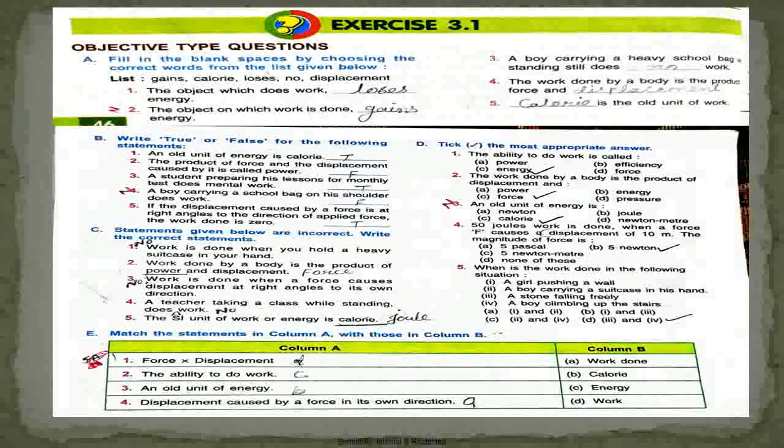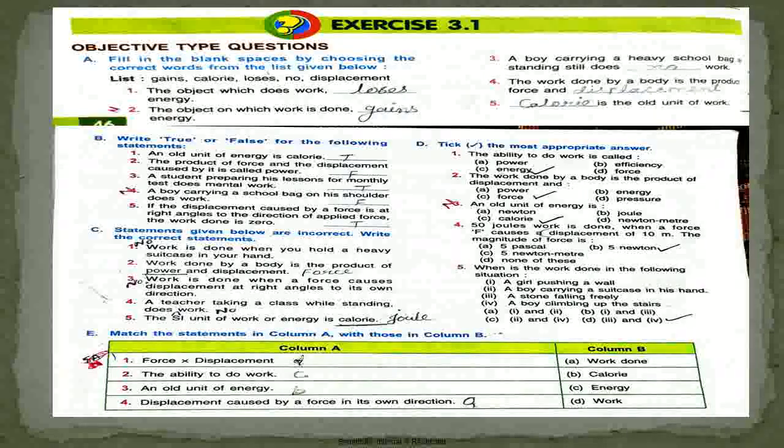Okay. Fourth one, 50 joules work is done when a force F causes a displacement of 10 meter. The magnitude of force is... this can be the homework because you can solve this as we did in the numericals. Work is given and the displacement is given and you have to find the value of force. So the correct answer will be B, 5 Newton. Clear?